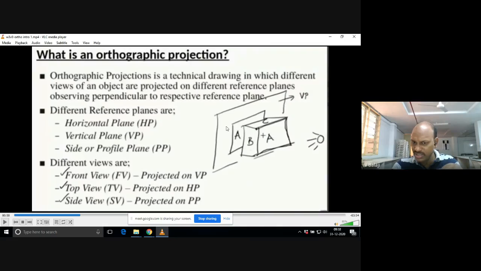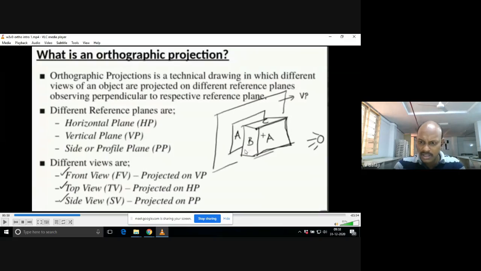Do you understand the difference? The rays are horizontal, falling on the object, but the rays are perpendicular to the plane of projection. Plane of projection means our reference planes, because we are projecting this view onto the vertical plane. That's why we call it the plane of projection. So one rectangular shape, the face of the object A, is falling on VP.